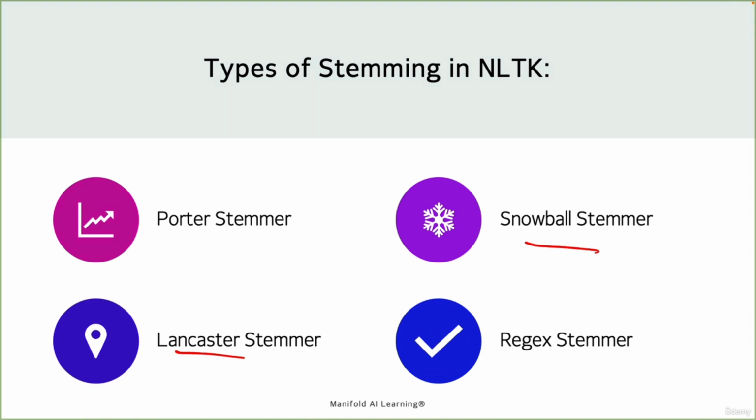And then we have the regular expression stemmer. So the regex stemmer identifies the morphological affixes using regular expressions. The substrings which match the regular expressions will be discarded. In order to apply this, we have the RegexpStemmer, which is a module in NLTK, and this implements the regex stemming technique. So these are the 4 types of stemming that are available in the NLTK library.